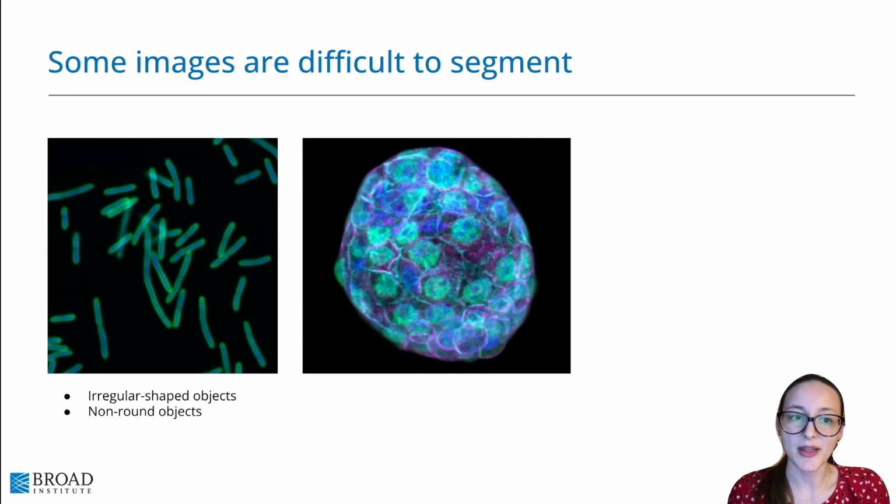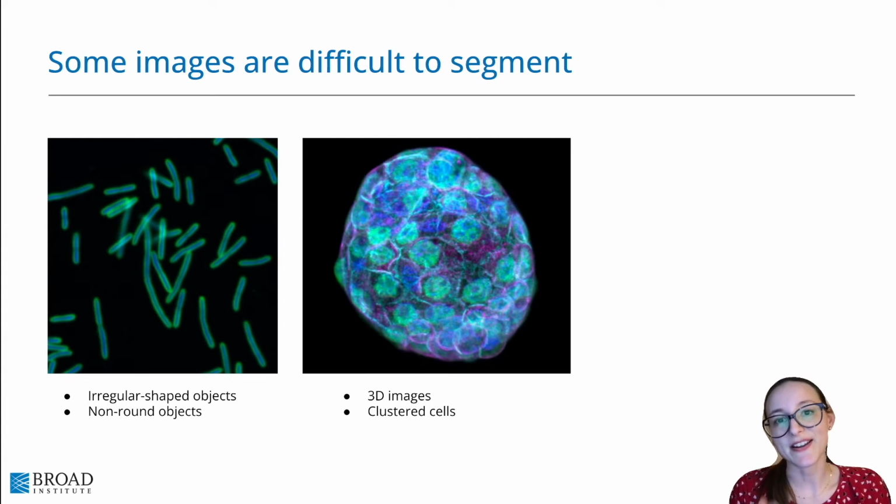This is an example image from the 3D blastoid dataset. And in this case, there are a couple of things that are challenging. One is 3D data in general tends to be a little bit more challenging to segment, to have this additional Z dimension. In addition to that, these cells are highly clustered, and being able to draw lines between all of these individual cells is going to be a challenging task for many segmentation algorithms.